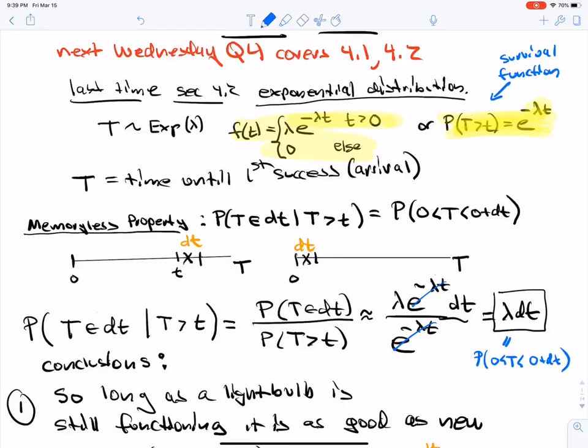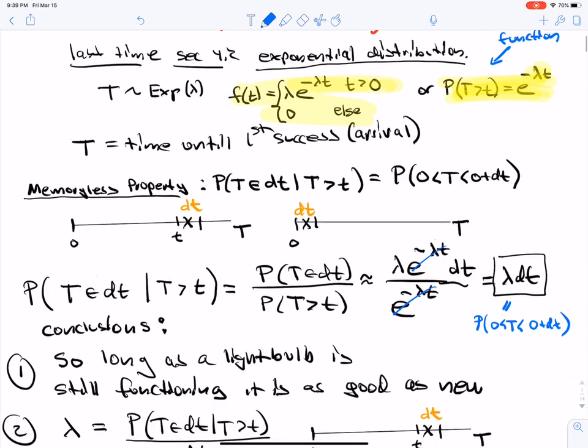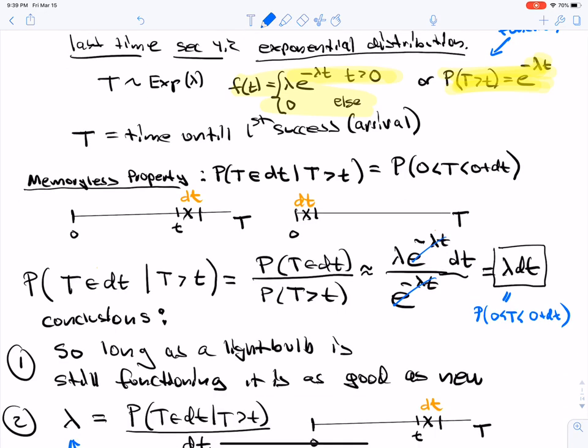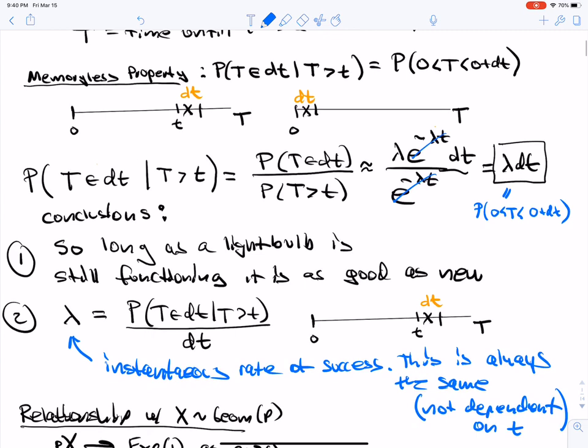It's the probability that your arrival occurs between 0 and 0 plus dt. So to see that this is true, you can just use Bayes' rule and notice that lambda dt is exactly the probability that t, your first arrival, occurs between 0 and 0 plus dt. So conclusion, so long as a light bulb is still functioning, it's as good as new.